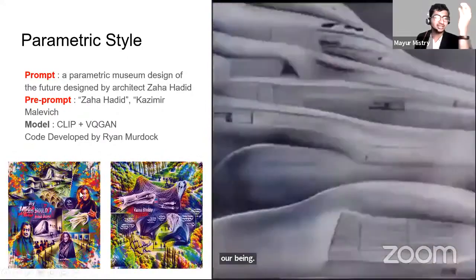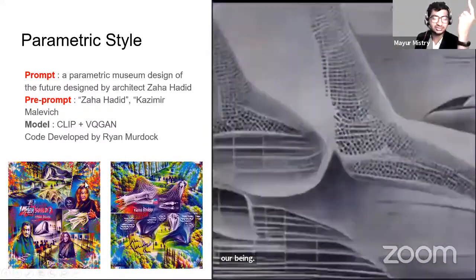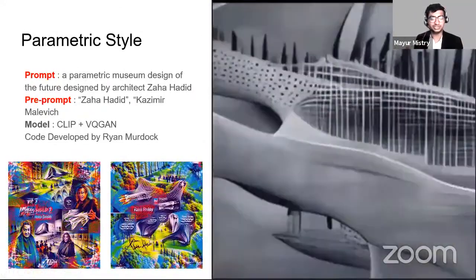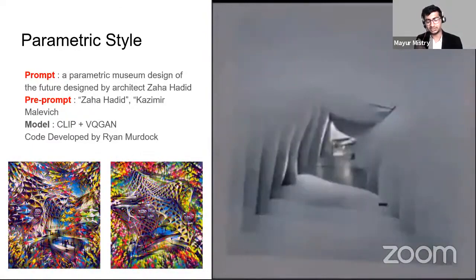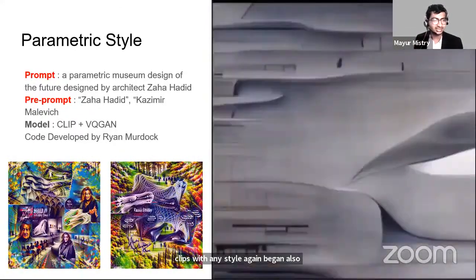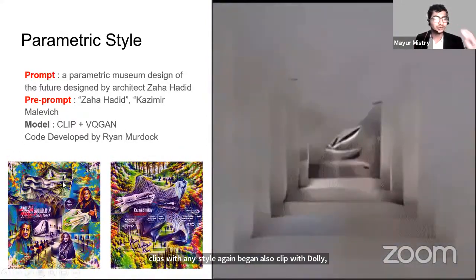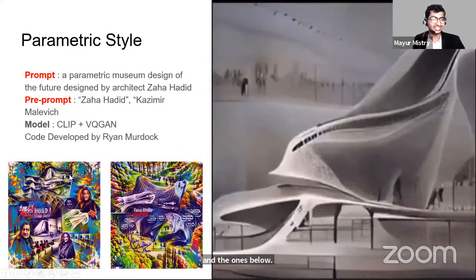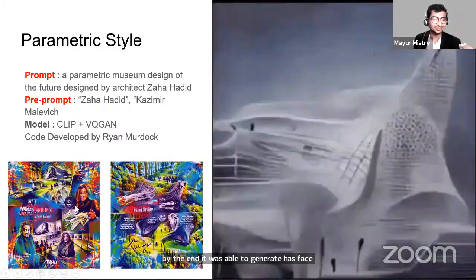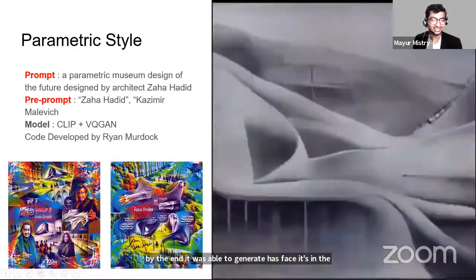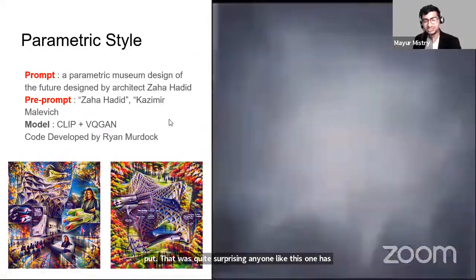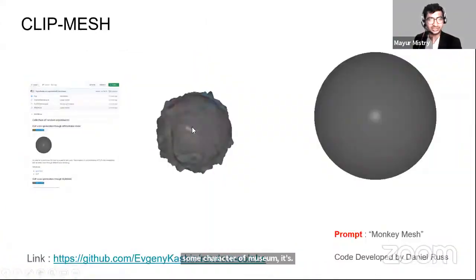And below are some variations of CLIP with other generative networks. The ones which I showed earlier are CLIP plus VQGAN, but you can also combine CLIP with StyleGAN, BigGAN, or also CLIP with DALL-E. And for the ones below, I was so surprised when I said parametric design by Zaha Hadid, and it was able to generate Zaha's faces in the output. That was quite surprising. And even this one has some character of a museum in it. So it was quite an interesting exploration.